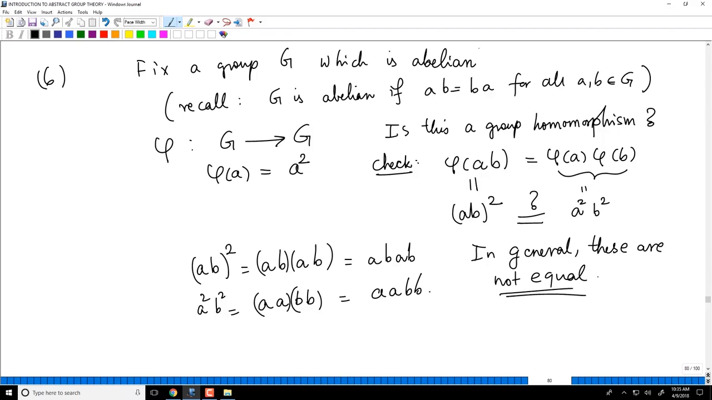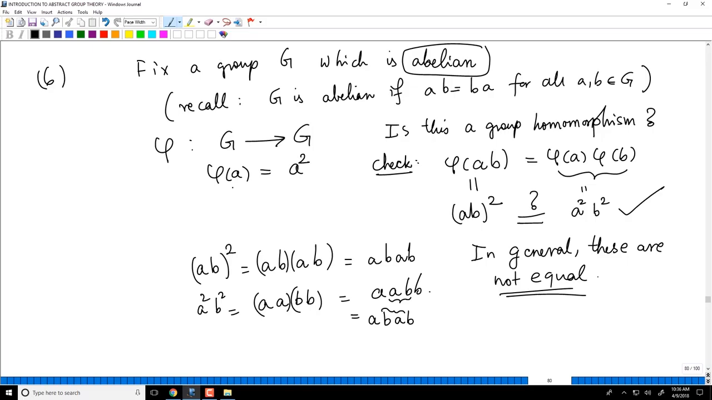But note that we are in an abelian group. I'm starting with an abelian group. So a, a, b, b, I can interchange in any way I want. So I can interchange the middle two elements. That is a, b, a, b. If I interchange this, because ab equals ba, I have noted that ab equals ba for all a, b. So this is ab times ab. So this is true.